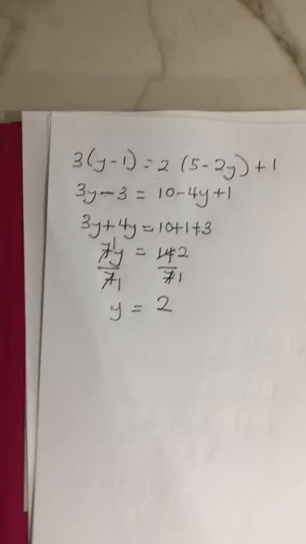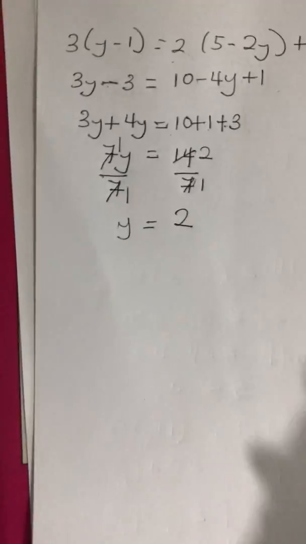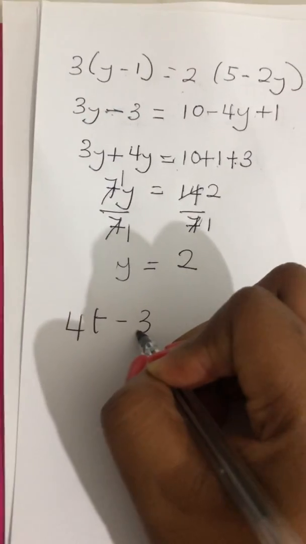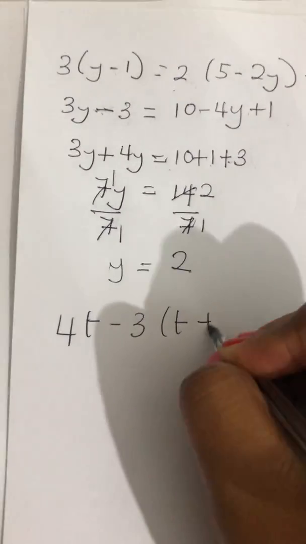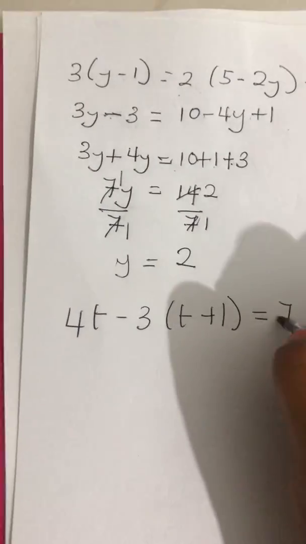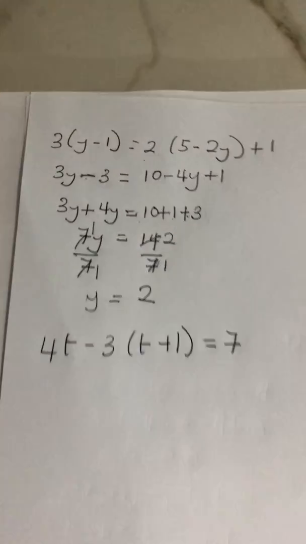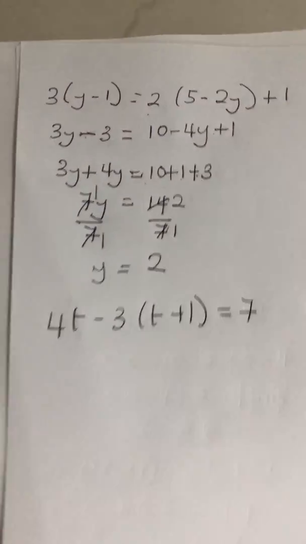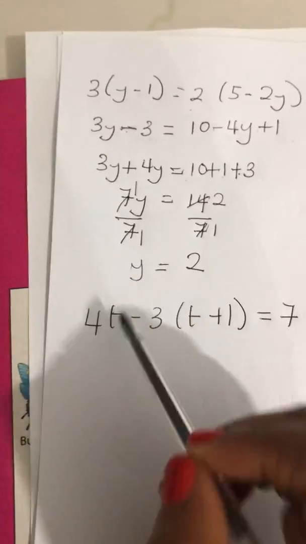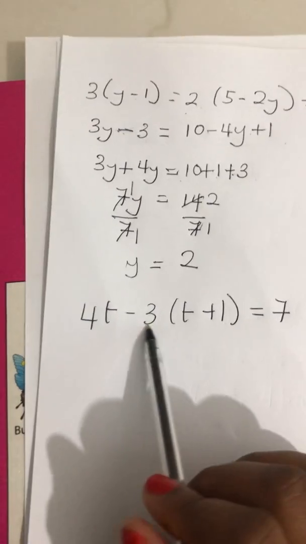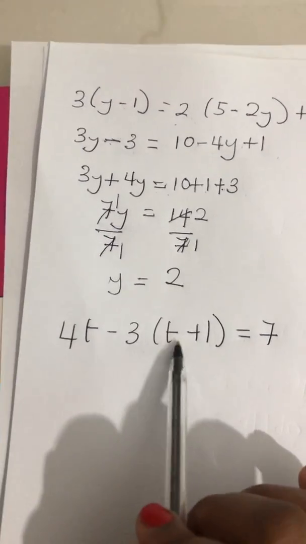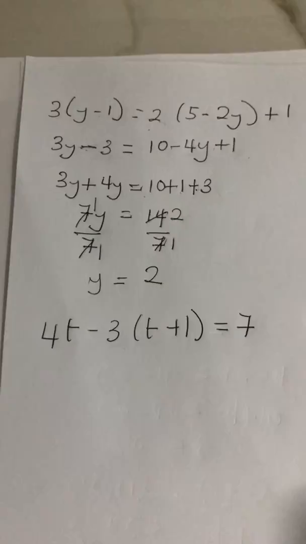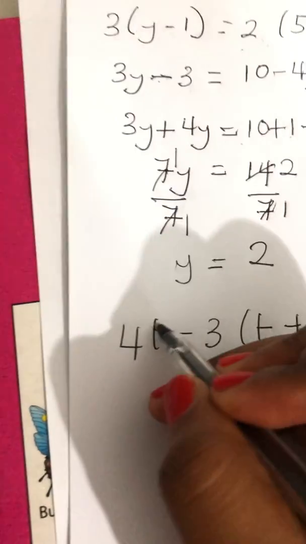Okay. Next and last question for the day. So the question is 4t minus 3 bracket t minus 1 is equal to 7. Okay. Now, do you see what is happening here? You are going to use the number that is in front of the bracket to open the bracket. Now, do you know the mistake some of you students do?